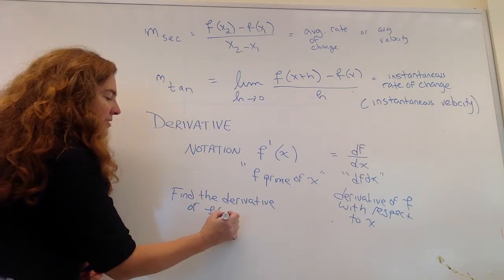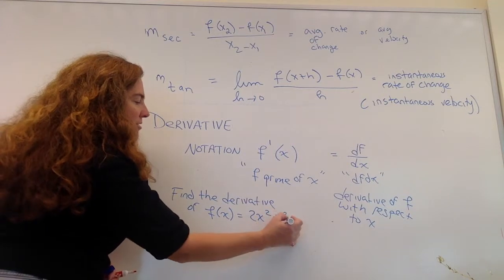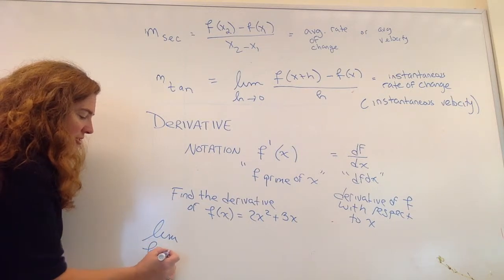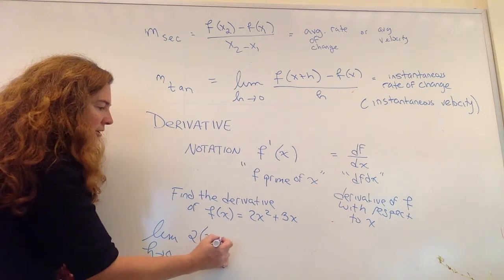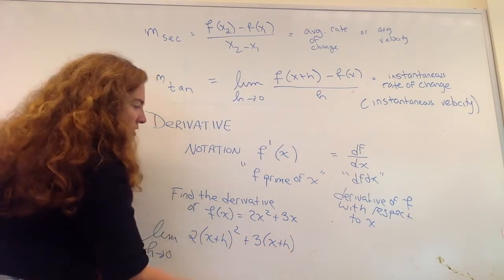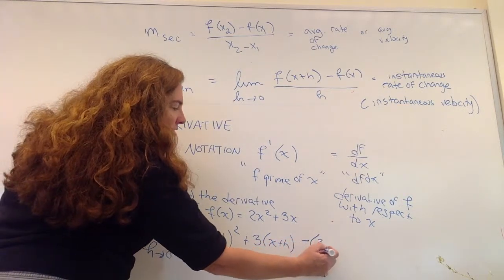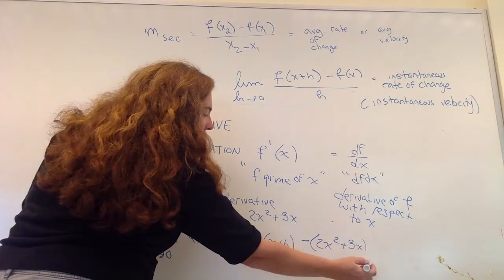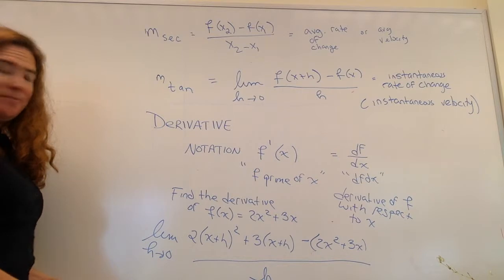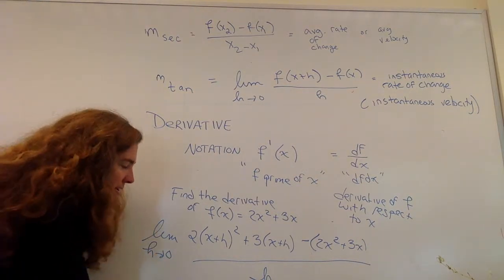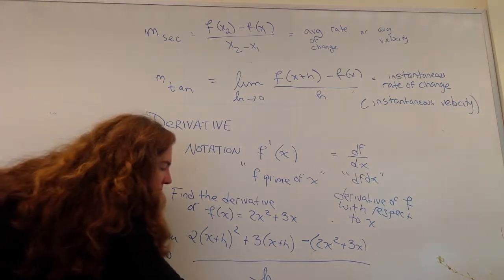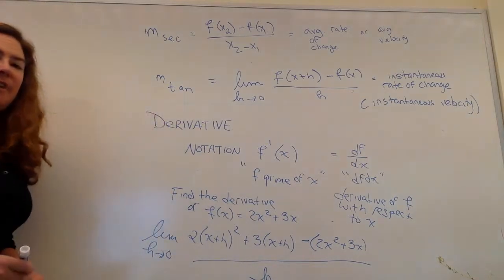So now I can say find the derivative of f of x equals 2x squared plus 3x. And what does that mean? It means find the limit as h approaches 0 of 2 times x plus h squared plus 3 times x plus h, that's f of x plus h, minus 2x squared plus 3x, all over h, and carry that out. If you look in your notes, this is solved out in the notes. So look there to find the rest of that problem.